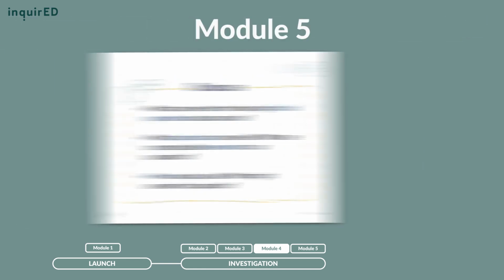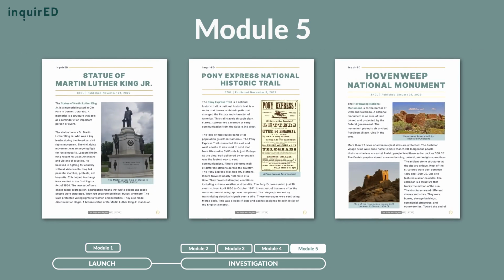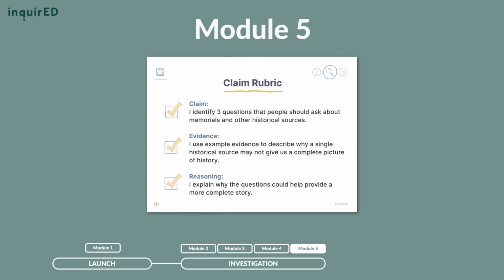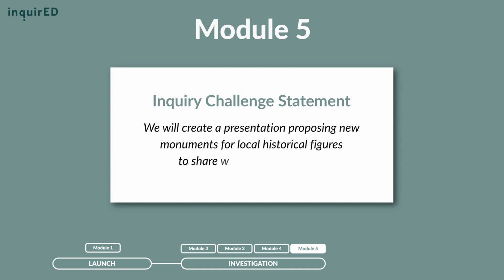In Module 5, students examine how a historical source's content is shaped by a creator's perspective, analyze different memorials, and construct an argument on evaluating historical sources. They then create an inquiry challenge statement to outline a challenge or opportunity for their inquiry product.